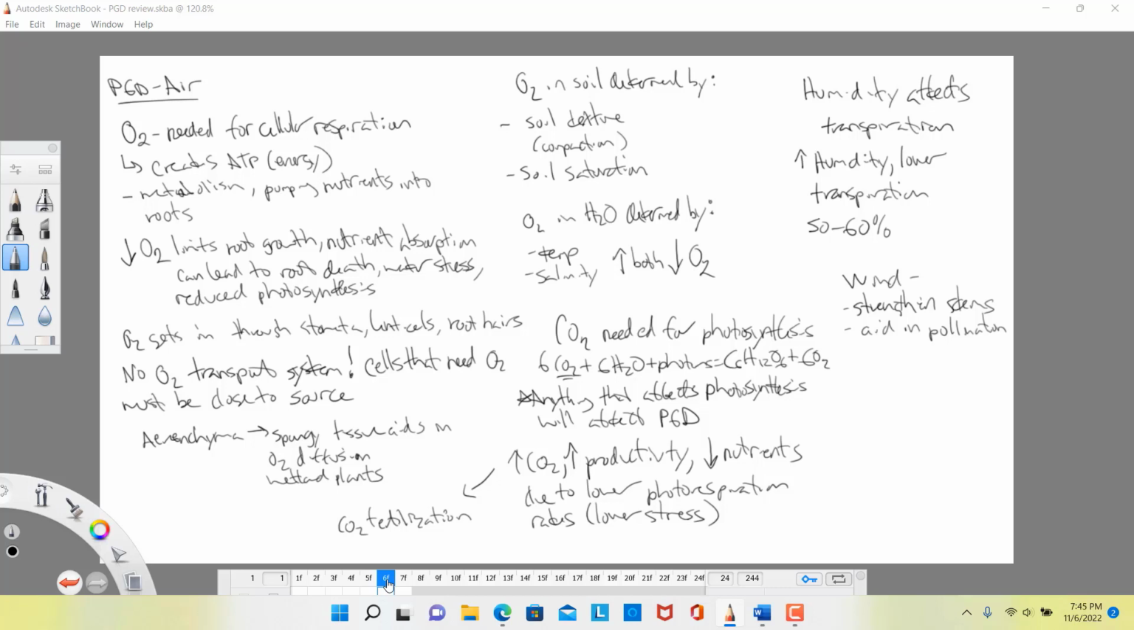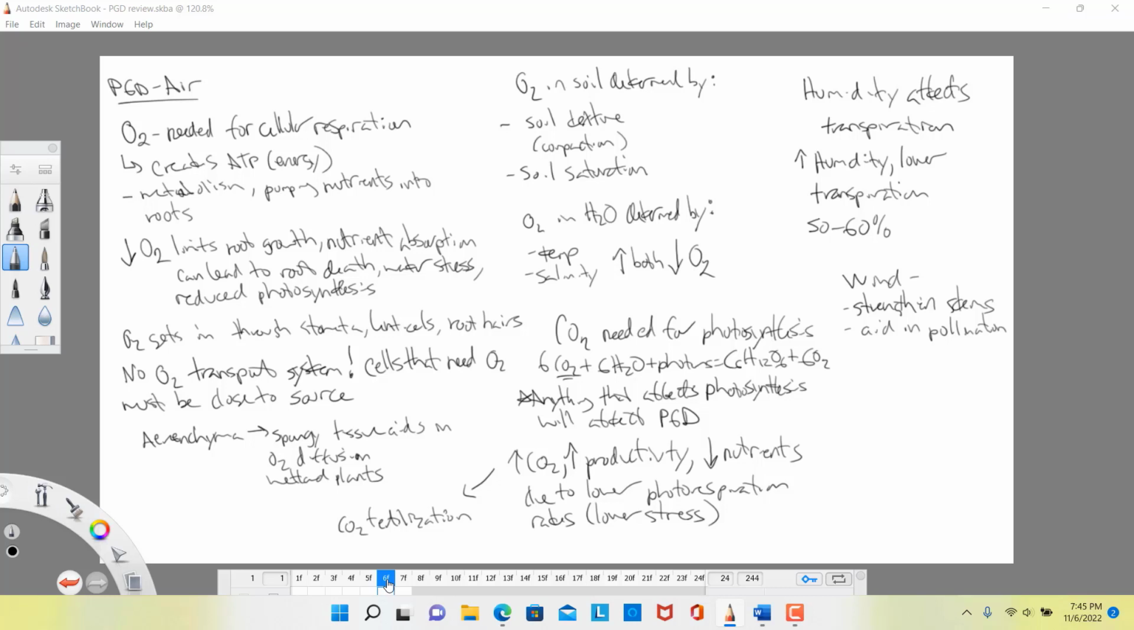And we looked at air in response to plant growth and development, and there were some factors or aspects of air, particularly oxygen, carbon dioxide, humidity, and wind. And we started with oxygen, and we said oxygen is so important because oxygen is needed for cellular respiration. We've talked a lot about photosynthesis, but we haven't mentioned cellular respiration too much yet in this course.